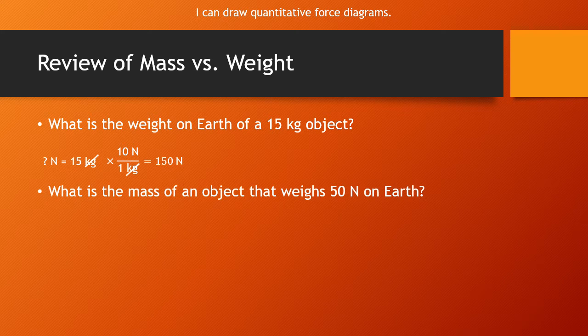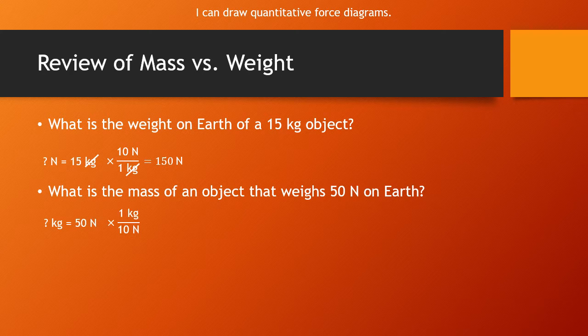Looking at a different sort of question here, now we're asked to find mass. What is the mass of an object that weighs 50 newtons on Earth? Now, because we're looking for mass, we're looking for kilograms. Since this question doesn't say specifically what is the mass in kilograms, we could find our answer in grams or milligrams or some other unit. But kilograms is the most convenient because I have this relationship here of 10 newtons per every kilogram.